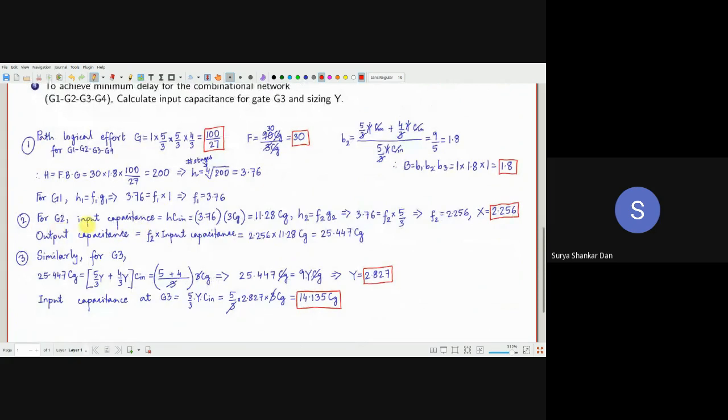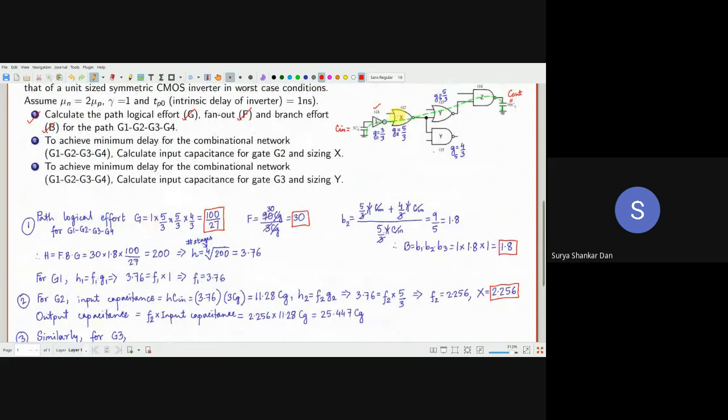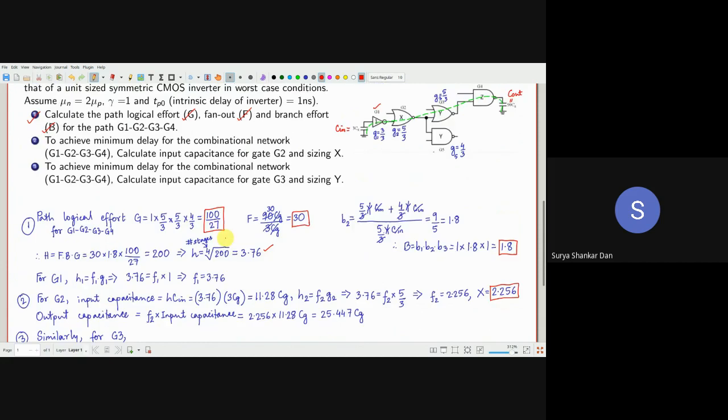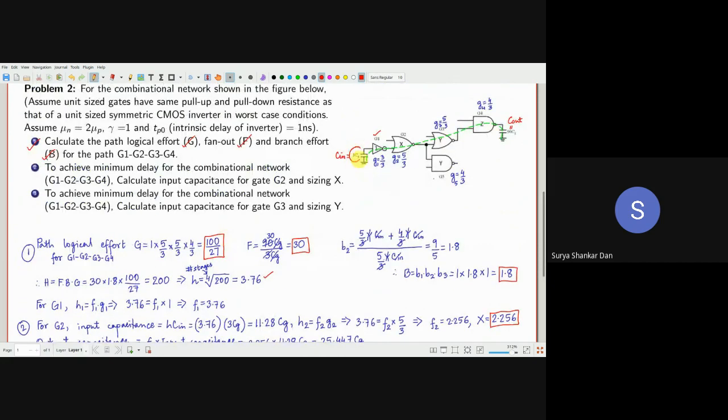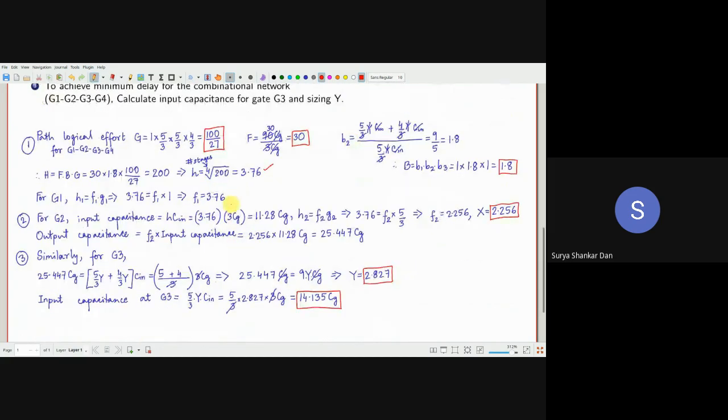For G2, the input capacitance will be how much? H into C in. This H over here into C in. So H into C in: H we already know, it is 3.76. We have already got it. So 3.76 into what is the C in? Okay, so it is 3 into CG. So that's why I have put 3 CG. If you do the calculation, it becomes like that.